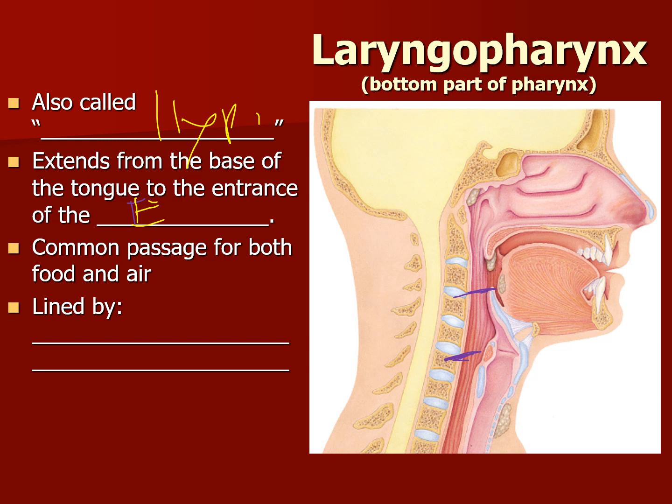So this one is going to be lined with, and remember, because it still has food and liquid that can go through there, if food and liquid go there, it's not going to be pseudostratified. It's going to be stratified squamous, right? Stratified squamous is going to be the big thing here. So if it has food and air that go through it, it's going to be stratified squamous. If it's an air passage only, it's going to be pseudostratified ciliated columnar. So both your oro- and laryngopharynx have stratified squamous in them.